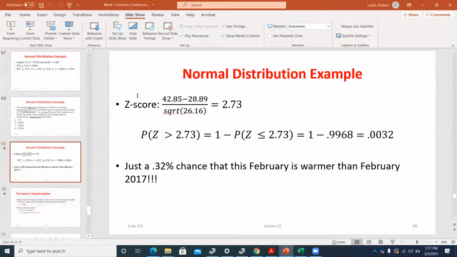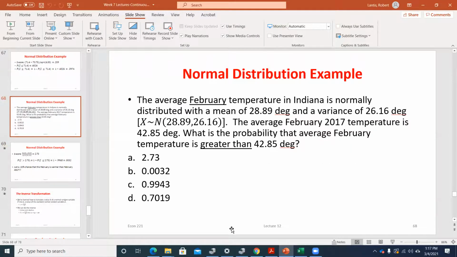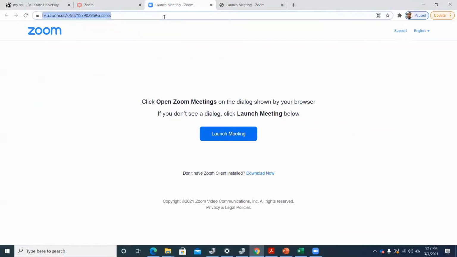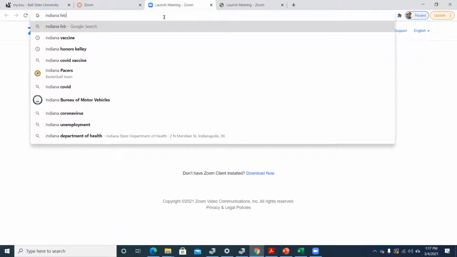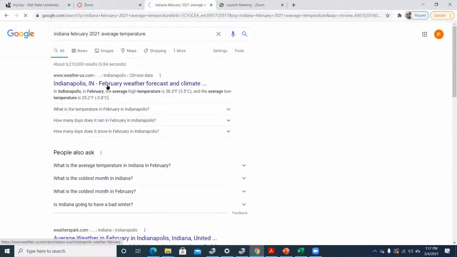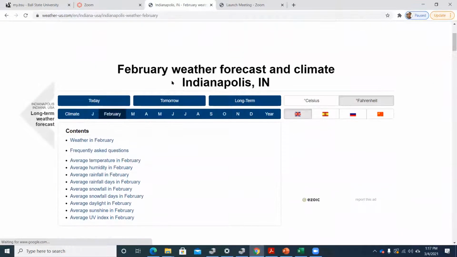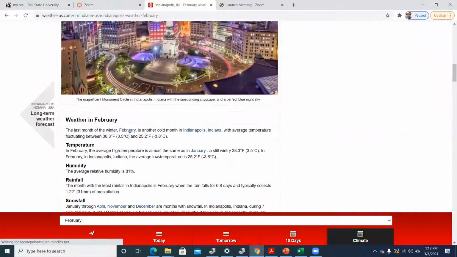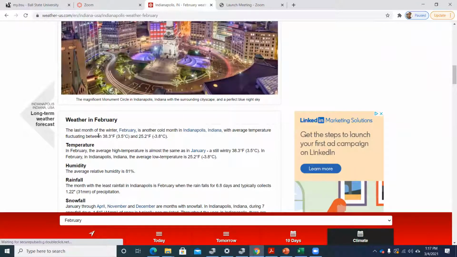And we could do this every month. Like I said, we could basically do the same sort of setup. I've done this before. So let's go: Indiana, February 2021 average temperature. Usually weather sites have a summary of it if the month is over, but I don't know if it's far enough past that. So let's say the average temperature.